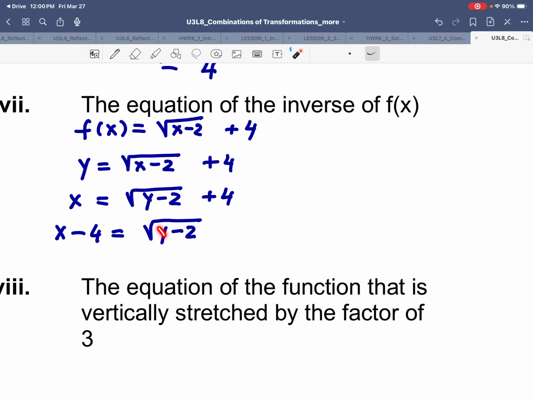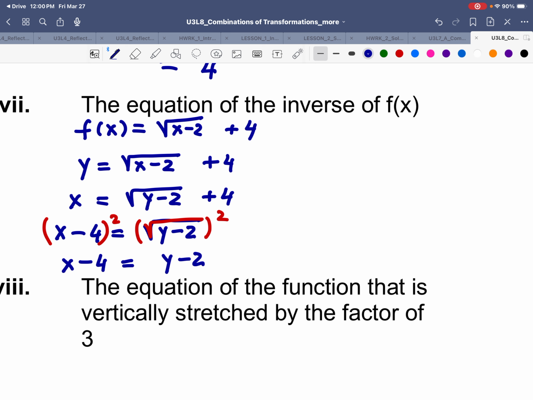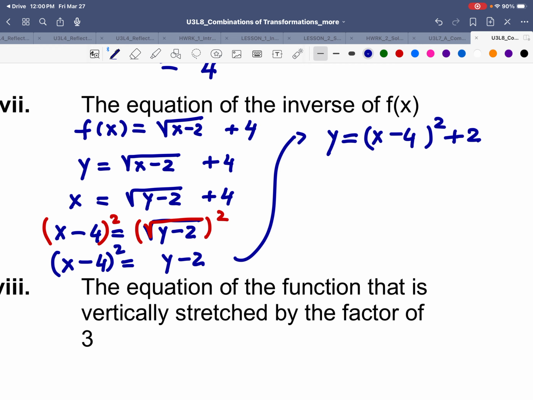So we are trying to get y outside of the square root, so we're going to bring both sides to the power of 2, because the square root and the power of 2 eliminate each other. So we have x minus 4 squared is equal to y minus 2. That makes y equal to x minus 4 squared, and then bring negative 2 to the other side, plus 2. So this would be f negative 1 of x.